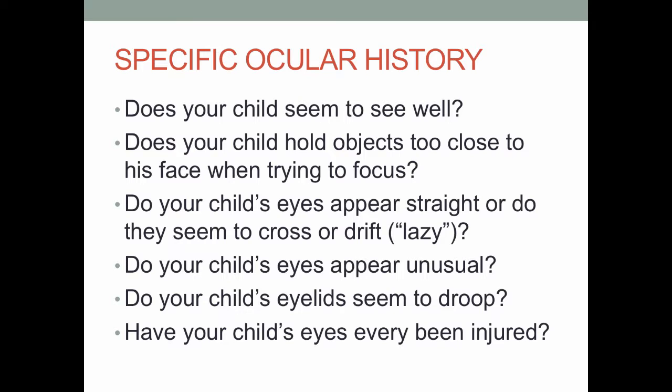So, what are some specific ocular history questions that you might want to ask the family? Start with something general, as we do with most of our history taking, and that is, does your child seem to see well? Does your child hold objects too close to his face when trying to focus? Do your child's eyes appear straight, or do they seem to cross or drift? Or does your child have a lazy eye or wandering eye?